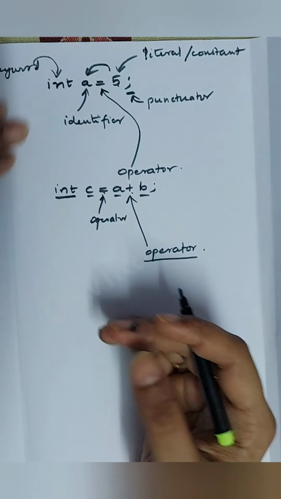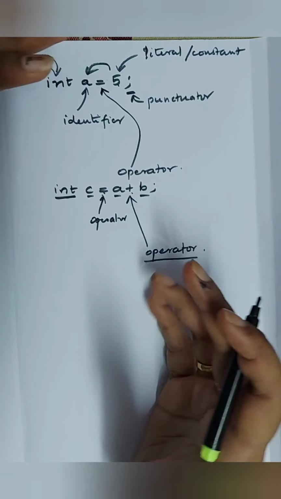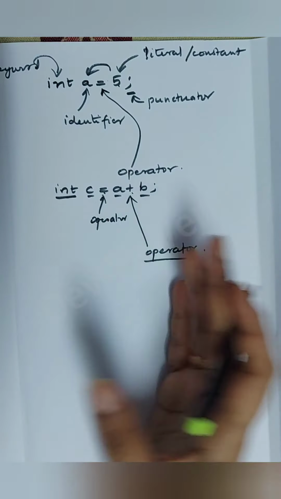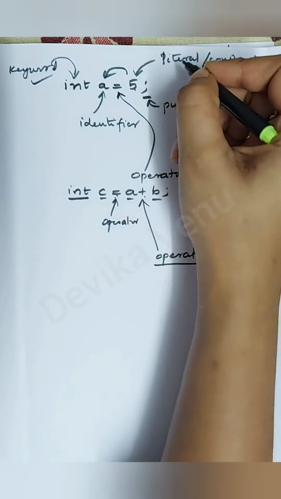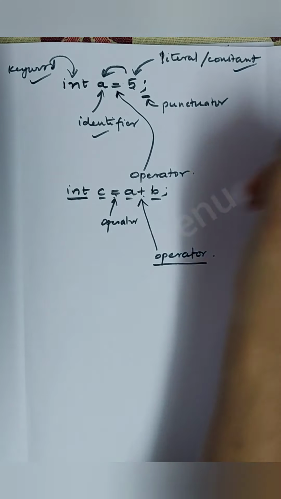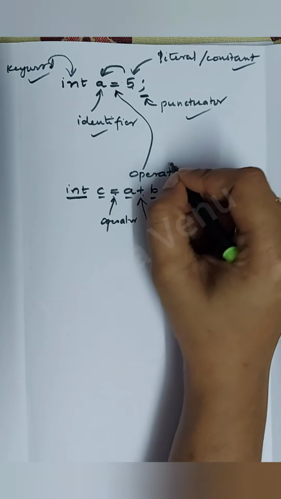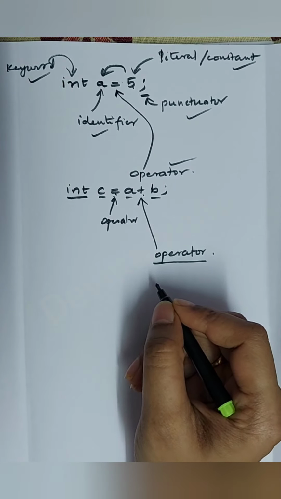So these are the basic units, the very smallest units in a C++ program. The first one is a keyword. The second one is an identifier. Then the third one, literals or constants, punctuators, and operators. So these are the 5 types of tokens. Okay, now we know what the different types of tokens are.